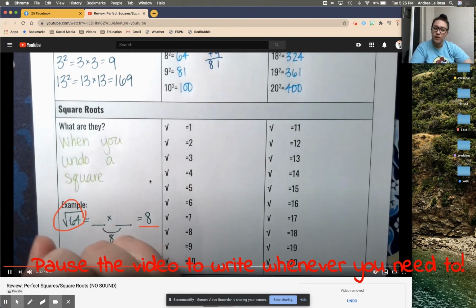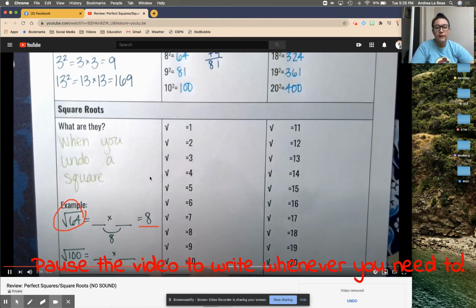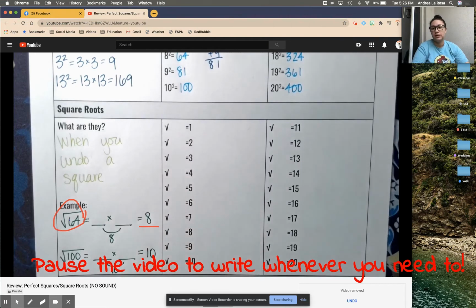Let's do another one. The square root of 100. Again, I'm going to think to myself, what number times itself is going to give me 100? Yes, 20 times 5 is 100, but it's not the same number. It's got to be the same number both times. So what number times itself gives me 100? 10. So the square root of 100 is 10.